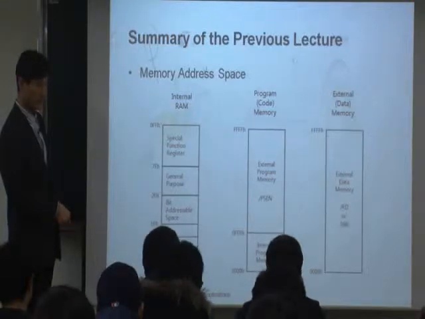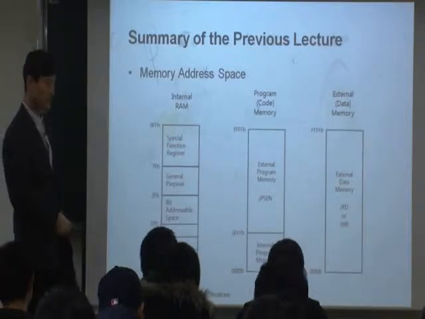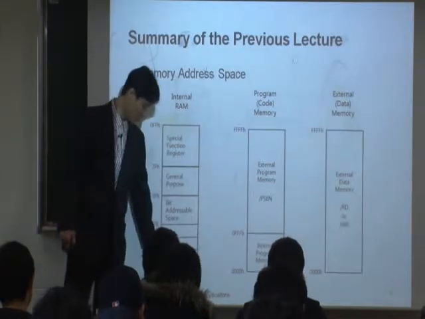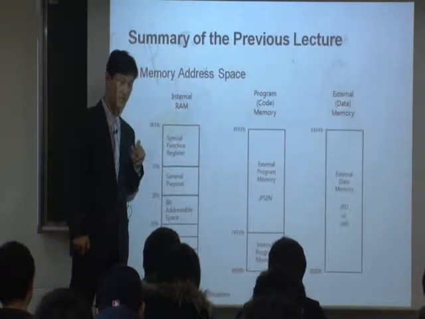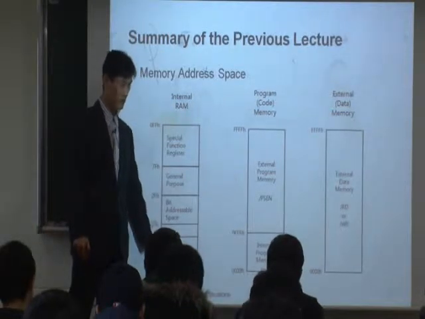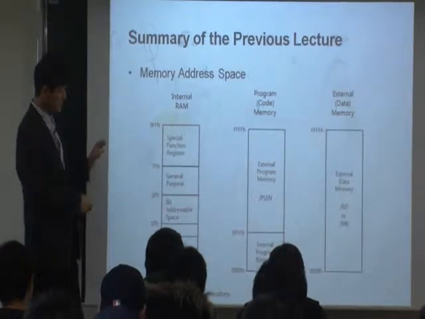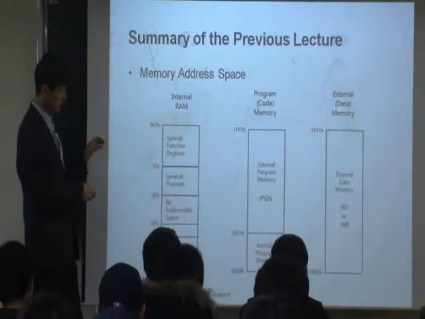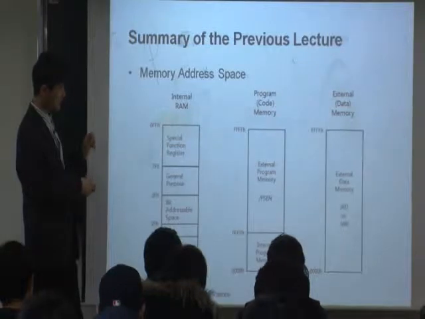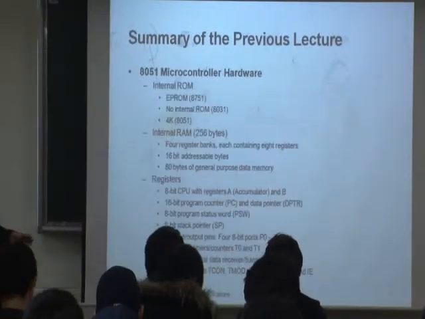This is called a bank, right? A bank consists of registers. We have 8 registers per bank, from R0 to R7. This one also has R0 to R7, right? We have 4 of them. And this is another special address, special memory. This is general purpose memory. And this is called the special function registers.